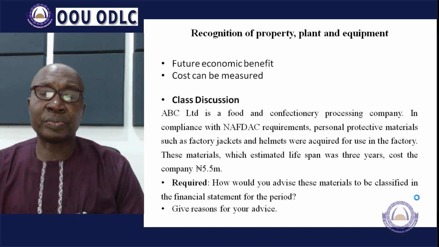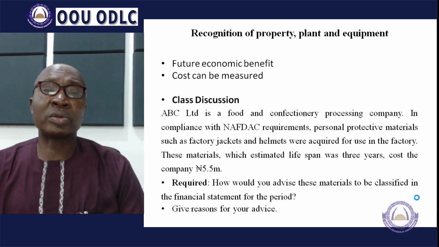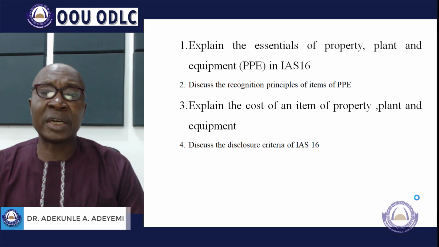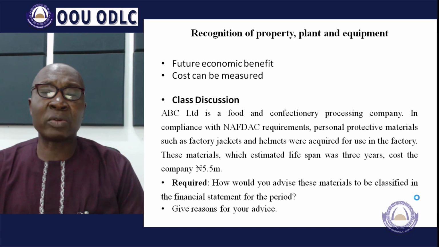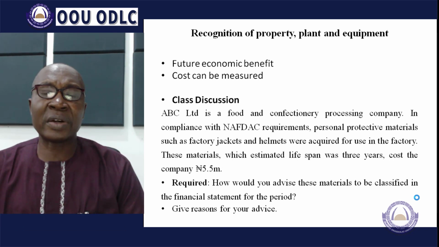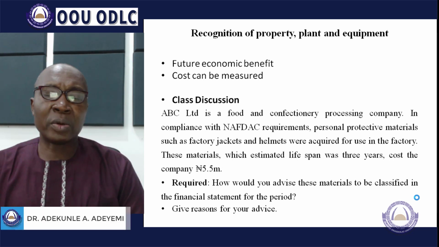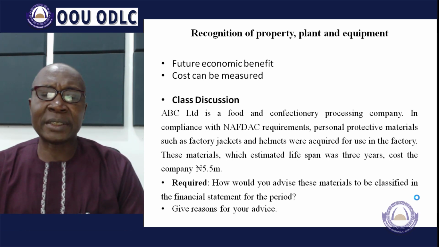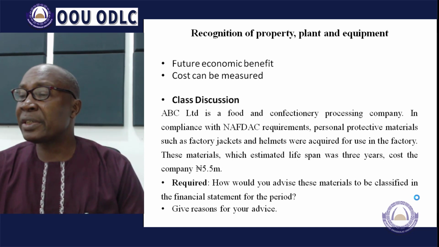For the purpose of class discussion, let us examine this scenario and see what our opinion will be regarding the classification. The scenario goes thus. ABC Limited is a food and confectionery processing company. In compliance with NAFDAC requirements, personal protective materials such as factory jackets and helmets were acquired for use in the factory. These materials, whose estimated lifespan was 3 years, cost the company 5.5 million naira. Required: How will you advise these materials to be classified in the financial statement for the period? Give reasons for your advice.